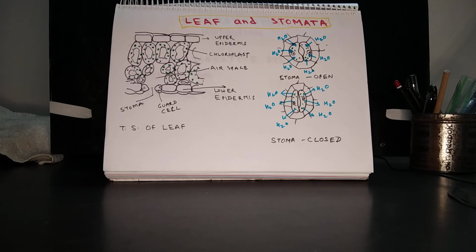So that's all for this lesson. You have learnt about the meaning of life process. Then you learnt about photosynthesis, autotrophic nutrition, and structure of leaf and stoma.